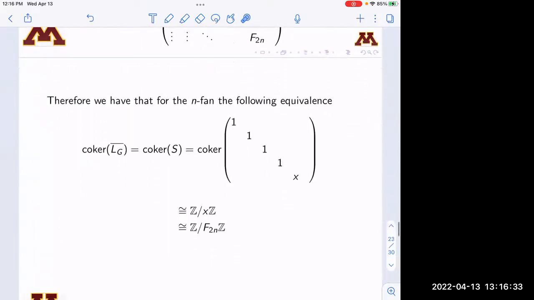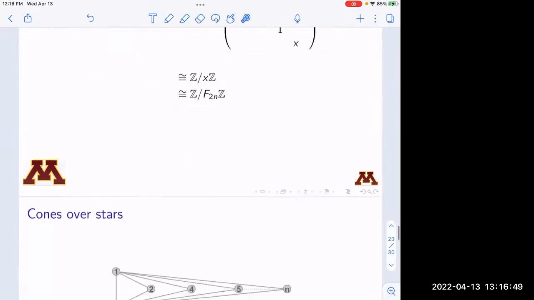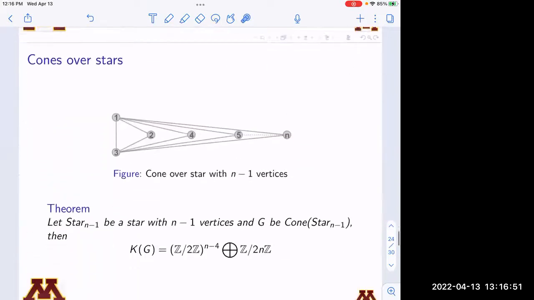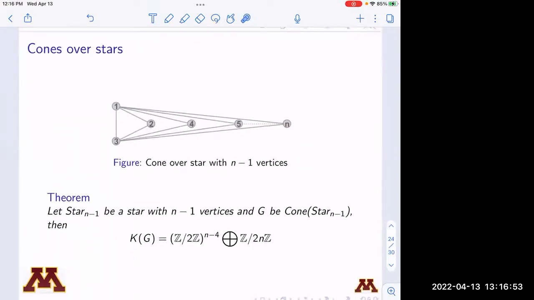So with that, we have that our x value is our F_{2n}, and so our co-kernel, which is the determinant of our reduced Laplacian, is Z mod F_{2n} Z, which is awesome. The next result is for cones over stars.